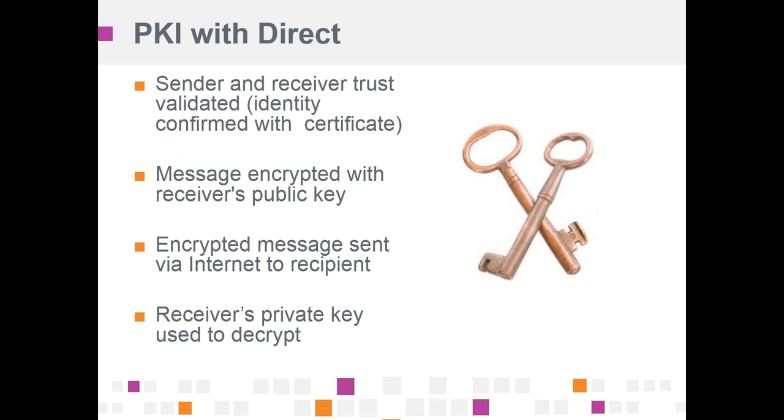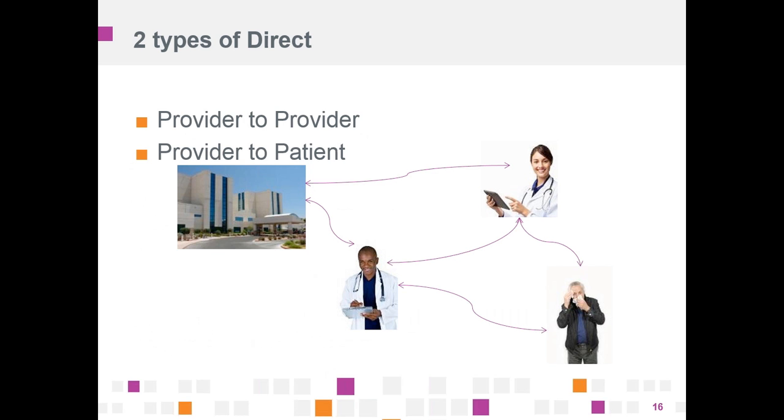So what kinds of messages can we send with direct? Well, there really are types. There's provider to provider, and we see that a great deal in MU2. This is the ability to send from a hospital to a provider, or a generalist to a specialist, the transition of care or referral information. We also have provider to patient, which we see in the view, download, and transmit component. And this is the ability for a patient to forward the message from the hospital to another provider, requesting a second opinion, whatever it happens to be.